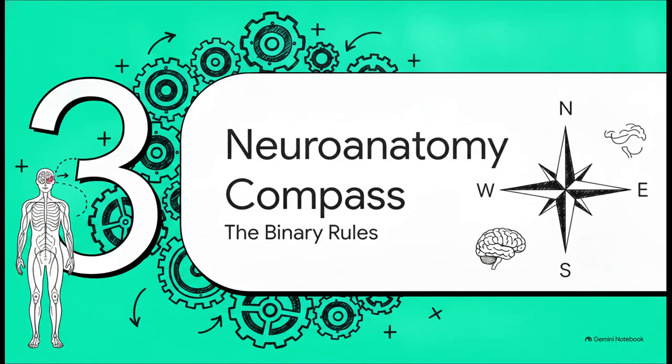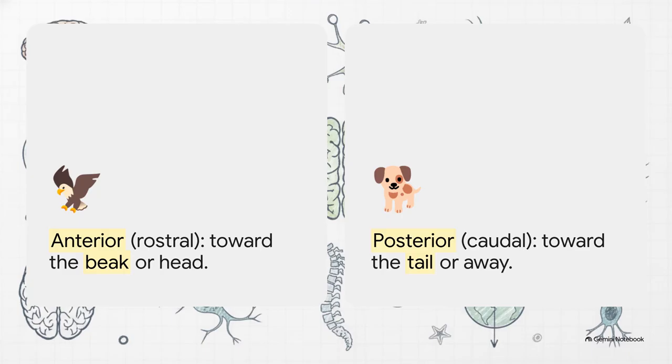Section 3. The neuroanatomy compass, the binary rules. So the crucial point to remember here, especially if you're trying to teach this to someone else, is that directions in the nervous system are typically described in pairs, and they are all relative to that neuraxis we just established.